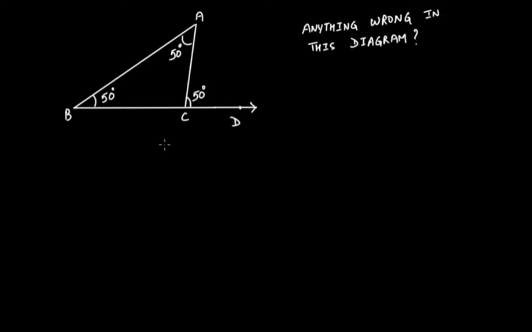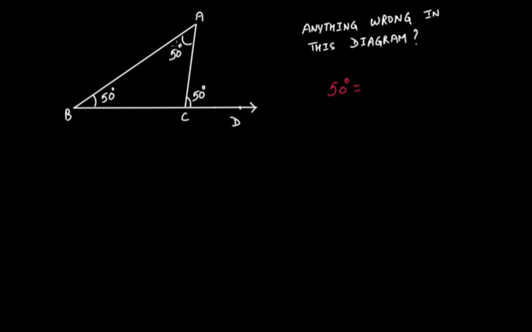Now look at this figure, triangle ABC, and we have an exterior angle which is being made by extending side BC. You have to tell, is there anything wrong in this diagram? Now, using what we have learned till now, you can see that this is the exterior angle, and this 50 degree should actually be equal to this angle plus this angle.